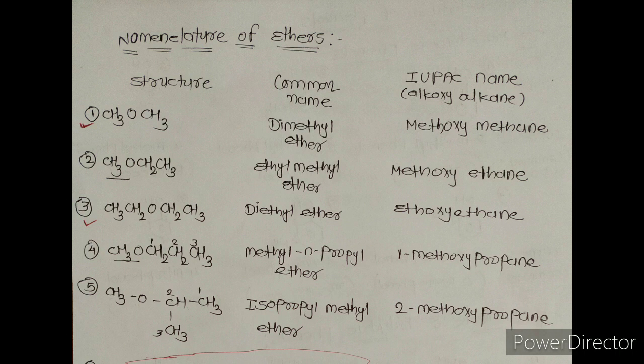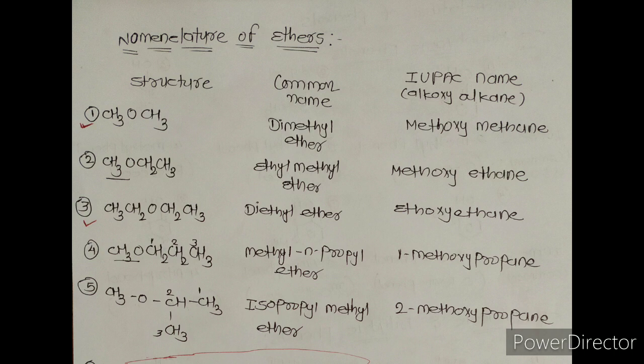If we are talking about its IUPAC name, then according to IUPAC rules, if three carbons are there, then we have to give the number. Here the OCH3 group is present on the first carbon, hence it becomes 1-methoxy, and a total of three carbons are there in the long chain, hence it becomes propane. So the final IUPAC name of the fourth compound is 1-methoxypropane.